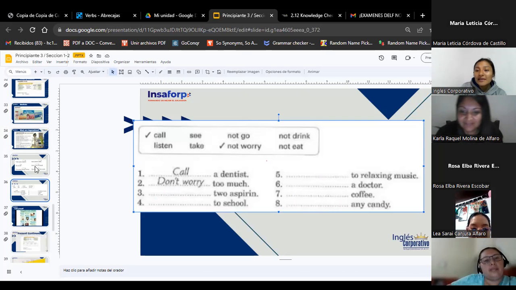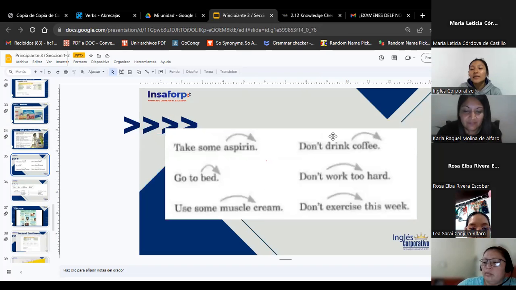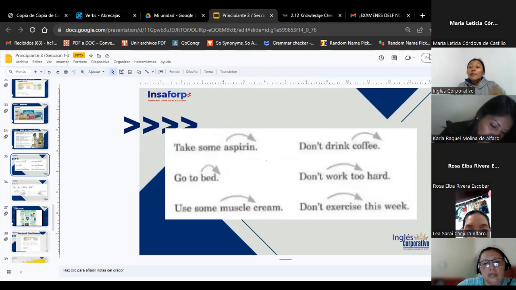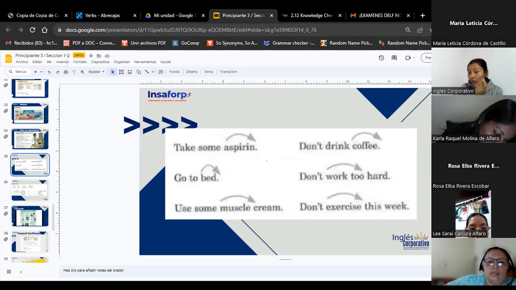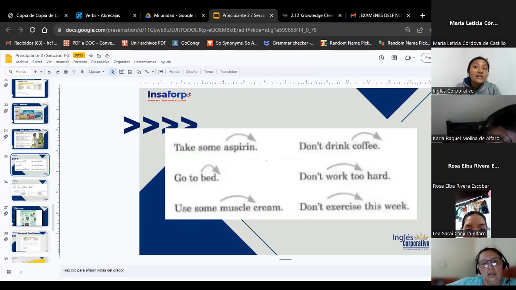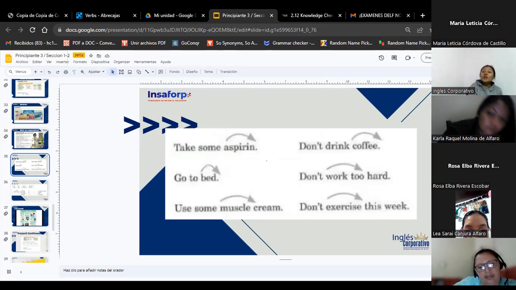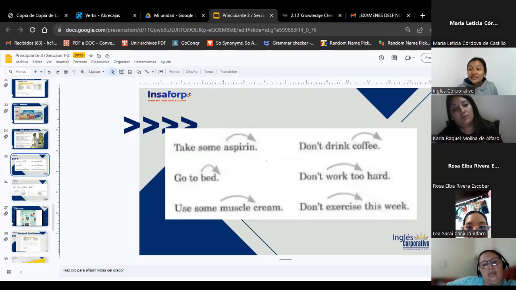Entonces, una cosita más que les quiero decir. En esta parte, cuando hablamos de los imperativos, remember intonation in English, right? We have intonation for asking questions, for positive sentences, and also for negatives. So look at it. We have an intonation for imperative sentences. Okay? We go down in imperative sentences. So I can say, take some aspirin. We don't say, take some aspirin, with the voice going up. No, right? Take some aspirin.